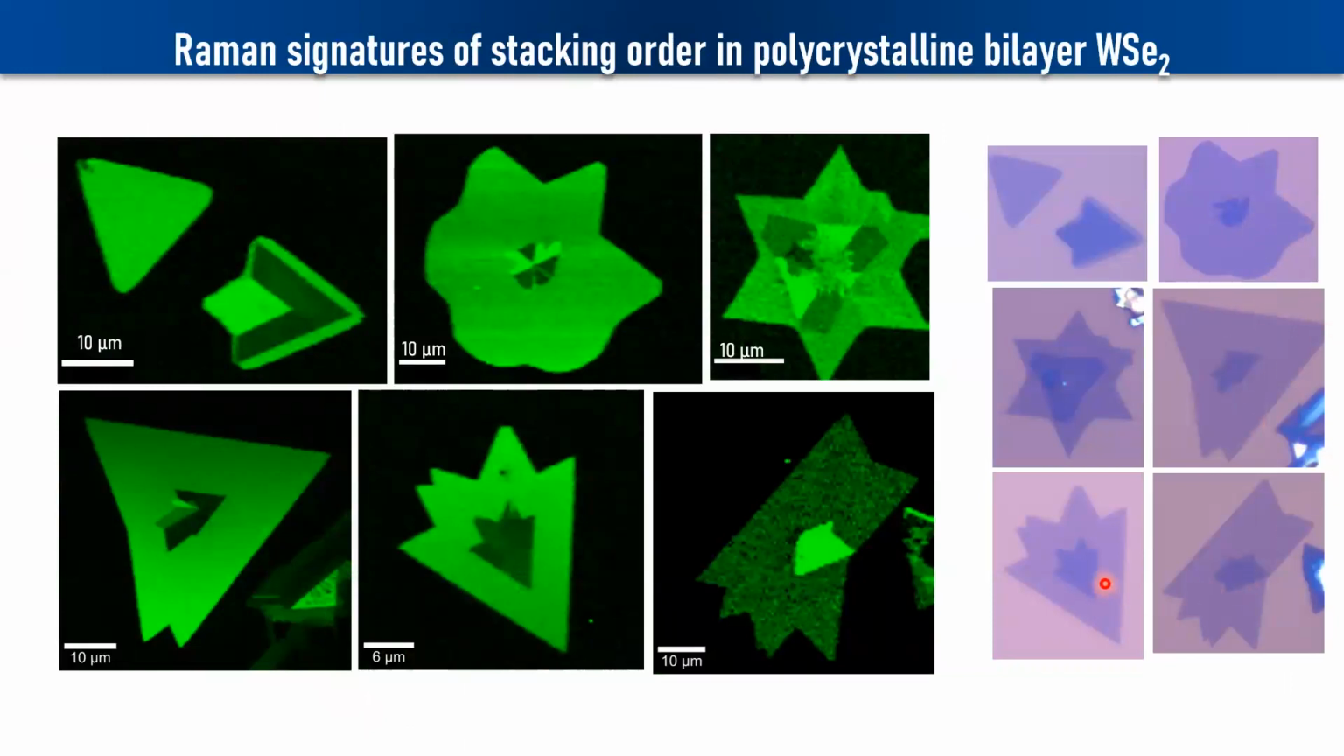If you want to study in detail, you can do this Raman map. For example, you can see there is a bilayer WSe2 here. But if you see the Raman map, this region is 2H stacked and this region is 3R stacked. Similarly, there are other regions here. Optically, it is not distinguishable. But in the Raman map, you can clearly see that there are regions where 3R stacking is favored, and there are regions where 2H stacking is favored.